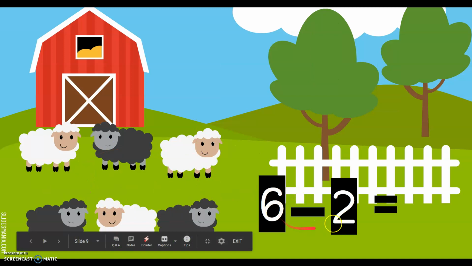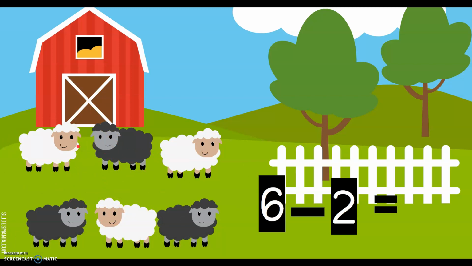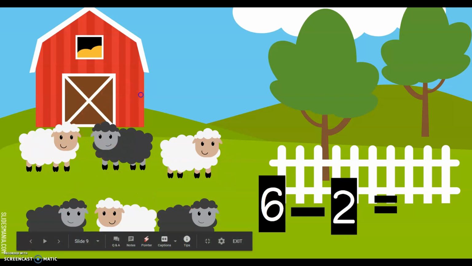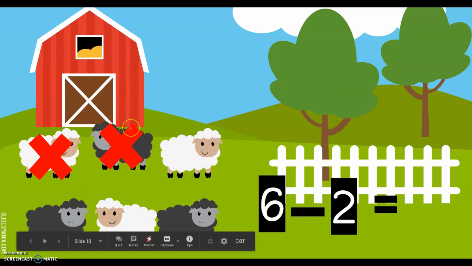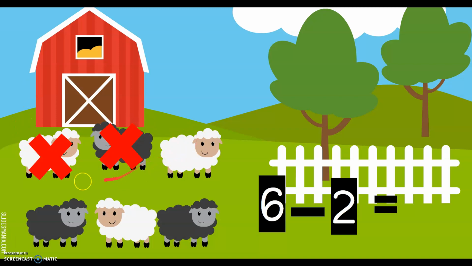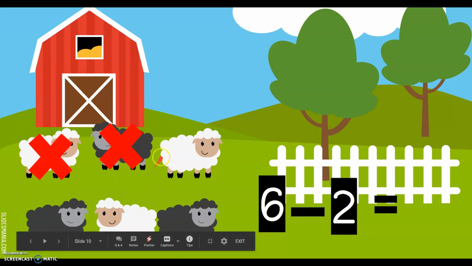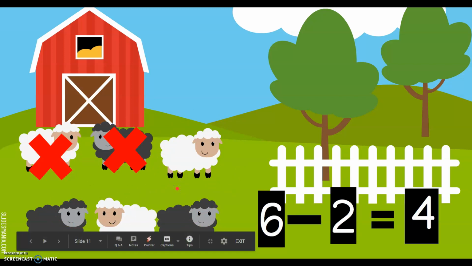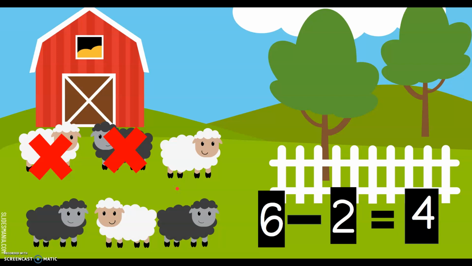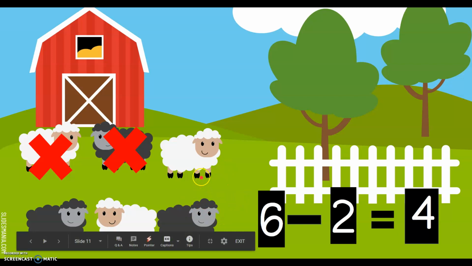6 minus 2 sheep. So you have 6 sheep. That's such a weird word to me, sheeps. So you have 6 sheep, and then you're taking away 2 sheep. And then how many sheep do you have left? So we can draw a circle around our remaining sheep that don't have X on them. And our circle only has 4 sheep in it. That is correct if you got 4. If you didn't, that is perfectly okay. Next question.